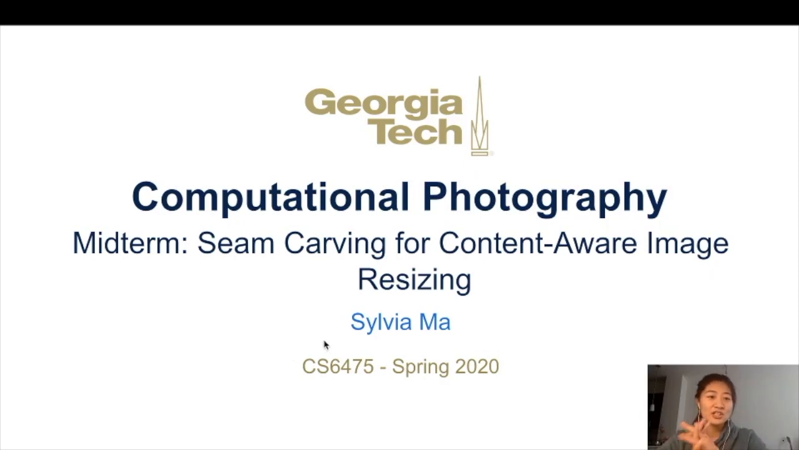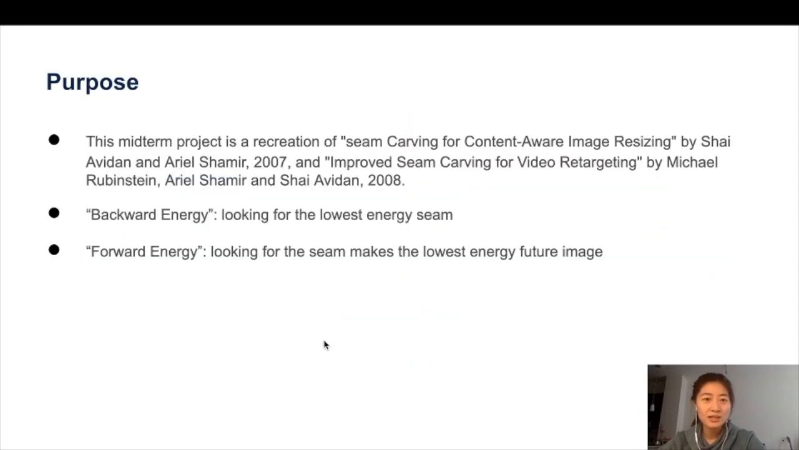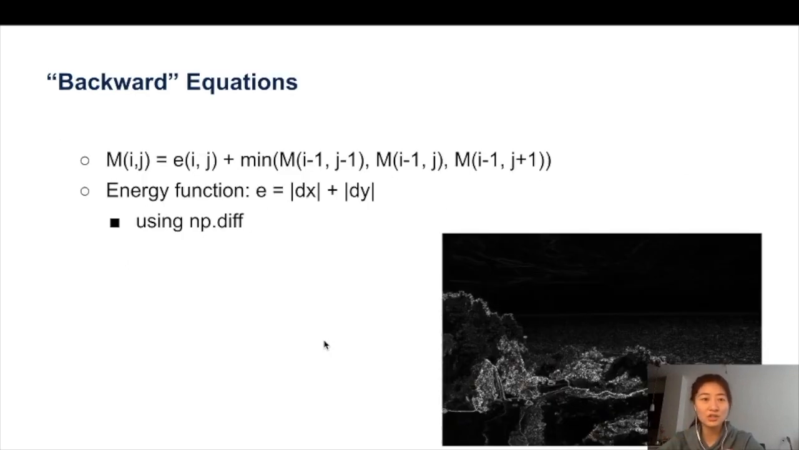This presentation is my midterm project, seam carving for content-aware image resizing. It is basically a replication of two papers which give us two strategies for image resizing. The first one is backward energy, which looks for the lowest energy seam. And the second is forward energy, which looks for the seam that makes the lowest energy future image.